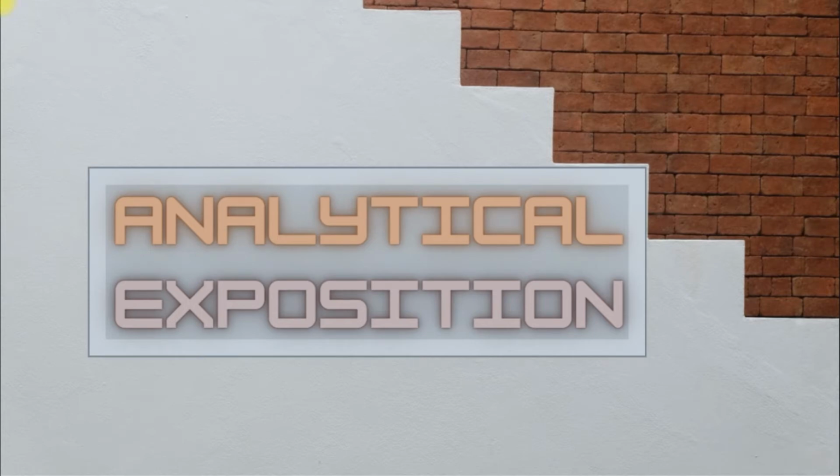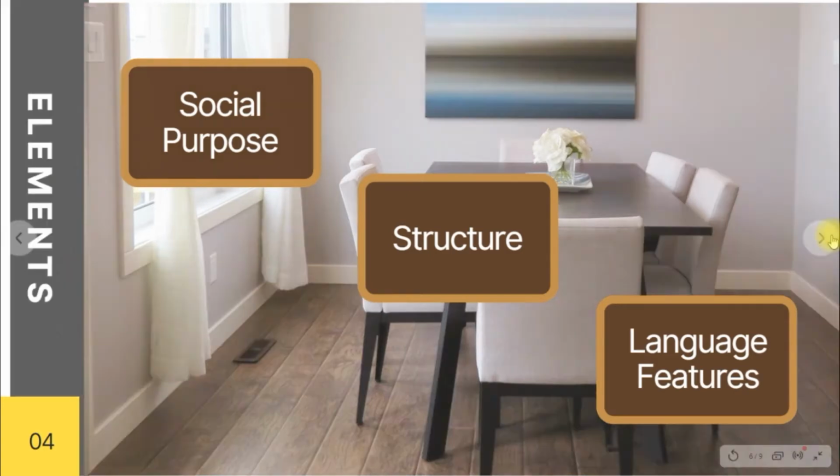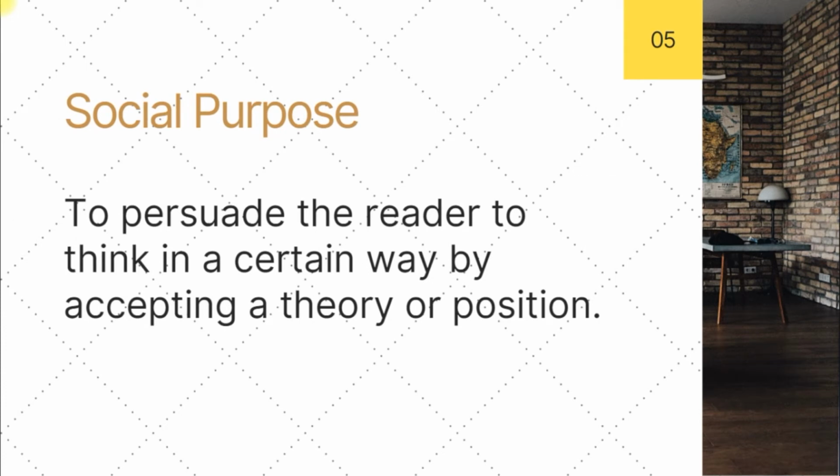Now let's see the elements of the text as usual, which covers social purpose, structure, and language features. First, on purpose. The purpose of analytical exposition is to persuade the reader to think in a certain way by accepting a theory or position. So, the text contains the idea of the writer by taking a particular position in which the readers are expected to be convinced, to think the same way, and further to follow the ideas.